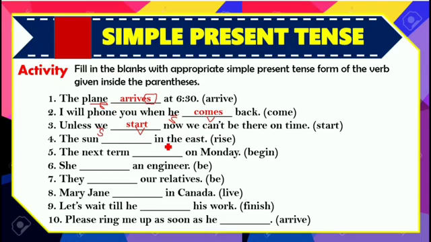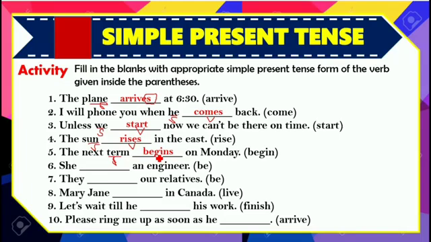Number 4, the sun blank in the east. The sun rises in the east. So this is a general truth or a fact. So sun is our subject. Our verb is rises with the S. Number 5, the next term blank on Monday. So the next term begins on Monday. The next term is the subject, and we have the verb begins. This is another scheduled event.